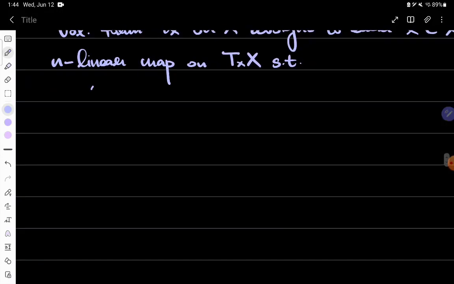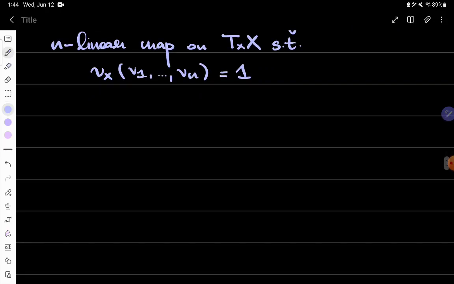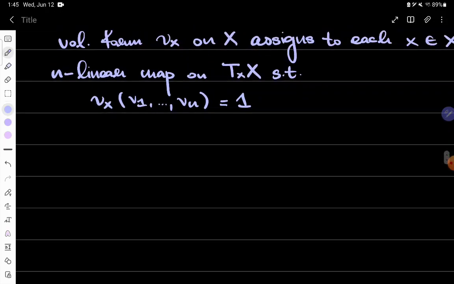Such that when you evaluate this thing on a positively oriented orthonormal basis, this returns 1, so it's got this normalization property. Basically, it takes in an n-cube that's positively oriented and with unit sides, and it spits out the density, which is equal to 1. So this is what this differential n-form is doing.